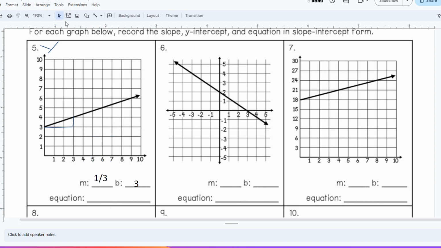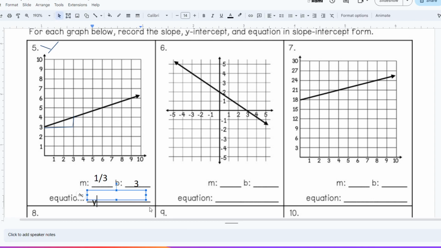So my final equation, remember it's y equals mx plus b, but it's y equals 1 over 3 x plus 3. Easy as that.